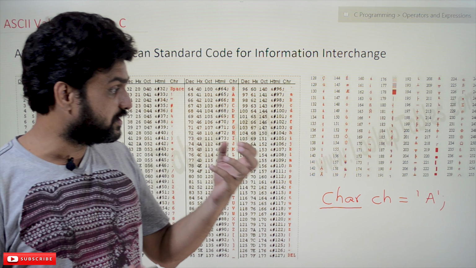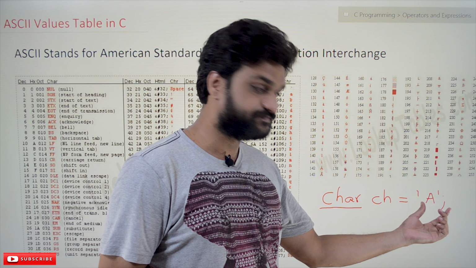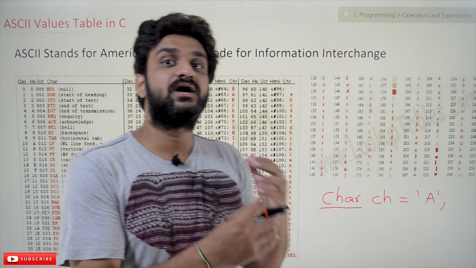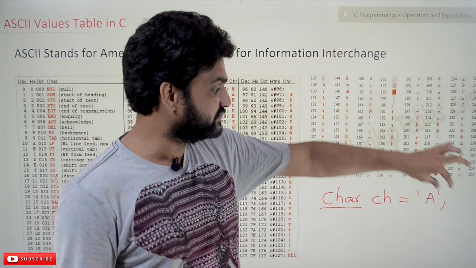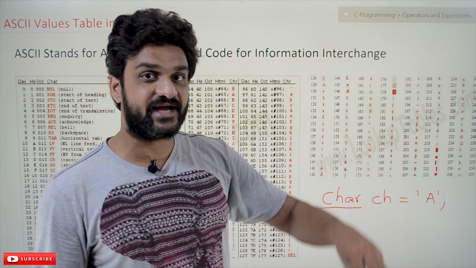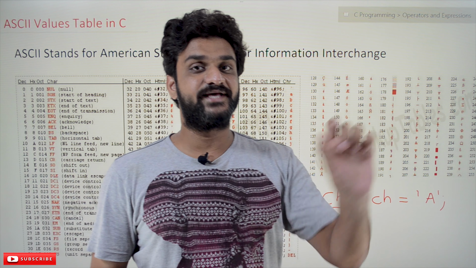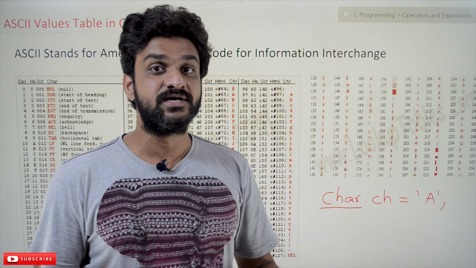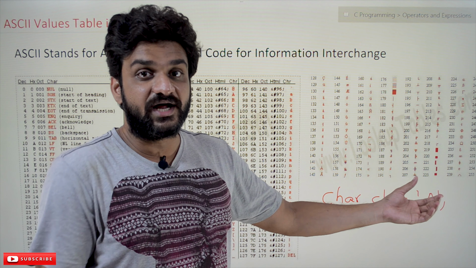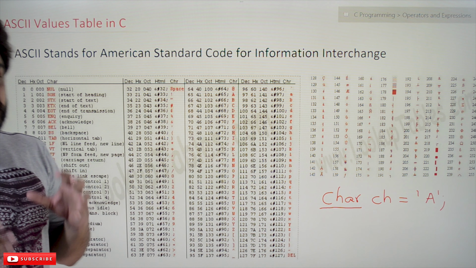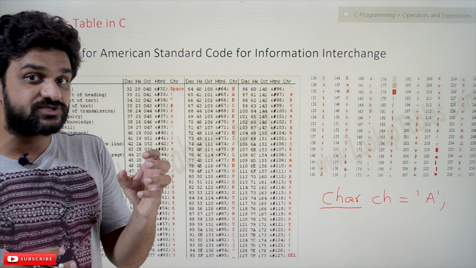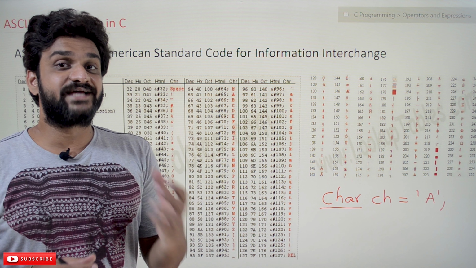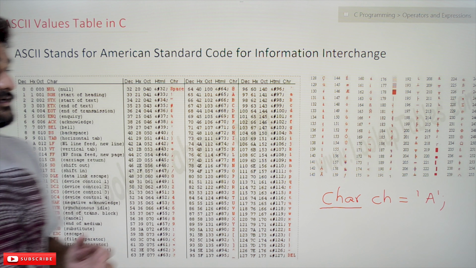So how will the compiler work with these characters? These characters are there on our keyboard. How will the compiler understand that this is character A, character B, character C, lowercase a, b, c? How will the computer understand all those characters? For the characters on the keyboard to be understood clearly, C uses a standard called the ASCII standard.